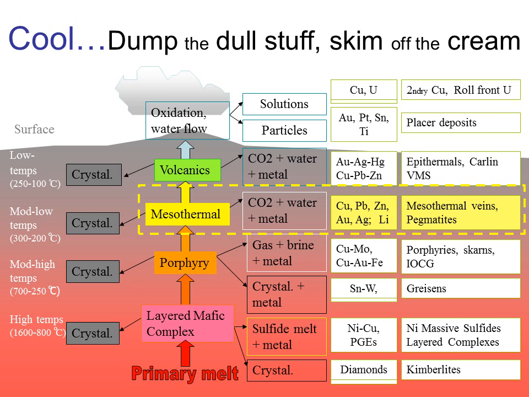Mesothermal gold deposits form halfway up through the rise of the melt from the deep crust to the surface, usually at a depth of less than 10 kilometers, but greater than 1 kilometer. Temperatures at these depths are generally somewhere between 450 degrees and 250 degrees Celsius.